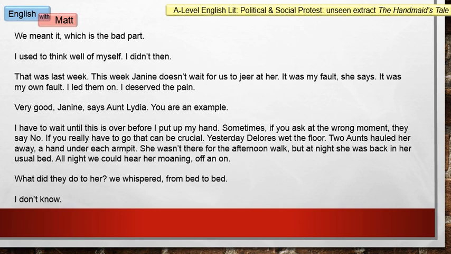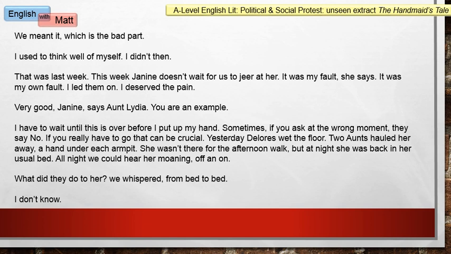This week Janine doesn't wait for us to jeer at her. It was my fault, she says. It was my own fault. I led them on. I deserve the pain. Very good, Janine, says Aunt Lydia. You are an example. I have to wait until this is over before I put my hand up.